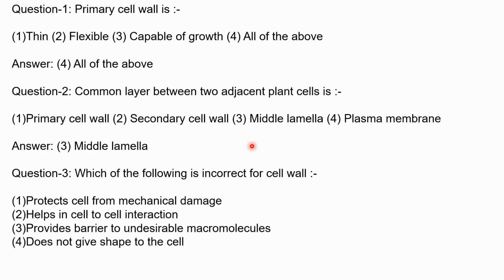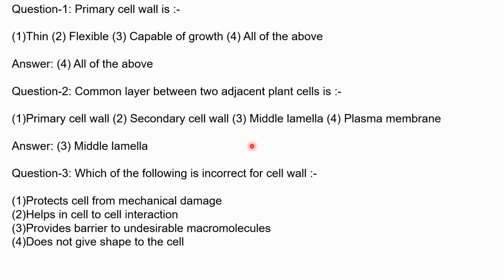So the question is asking which is incorrect. So the first question is: cell wall protects cell from mechanical damage. It helps in cell-to-cell interaction. It provides barrier to undesirable macromolecules, and it does not give shape to the cell.